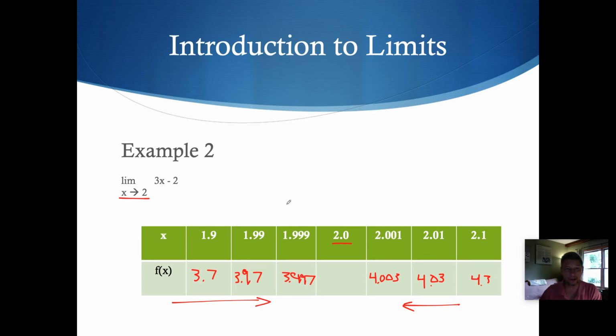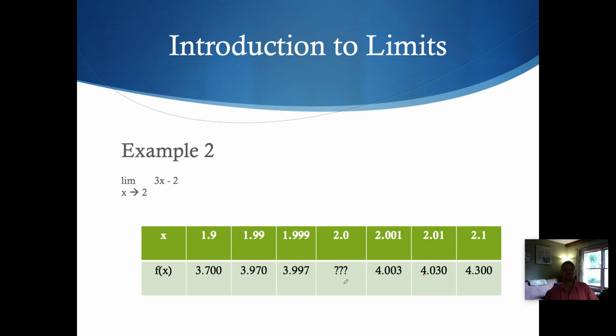So what's the value here? Well, L should equal a value of 4. Now in this particular case, it actually works out because if I plug in 2 for x, I get 4 right there. So that is my limit. All right, and that's shown again in this table.